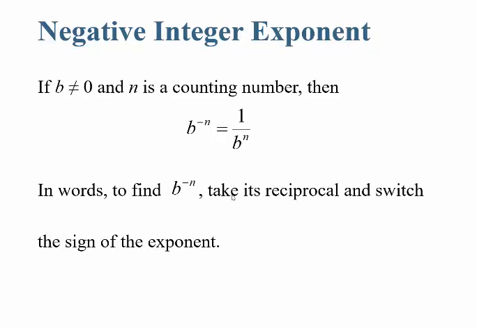Okay, so let's now talk about negative exponents. If b is not equal to 0 and n is a counting number, then b to the negative n is equivalent to 1 divided by b to the n. In other words, to find what b to the negative n is, take its reciprocal and switch the sign of the exponent. What I'll always say is bring it down. If you have b to the negative n, it comes down into the denominator and you make the exponent positive.